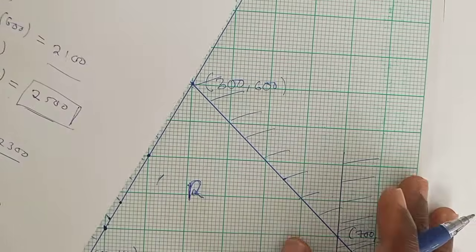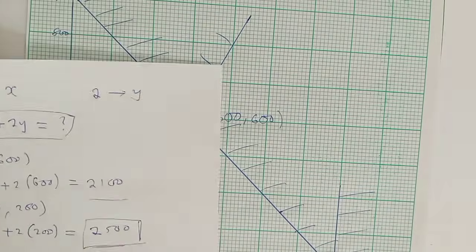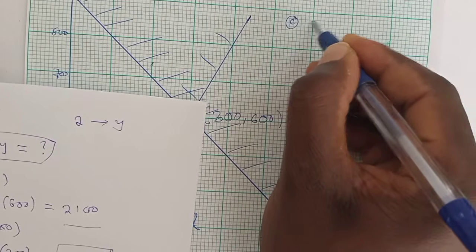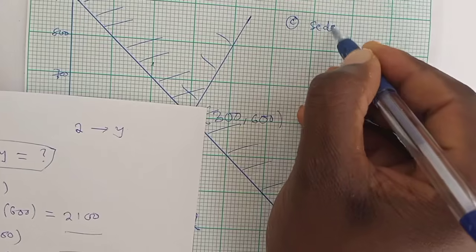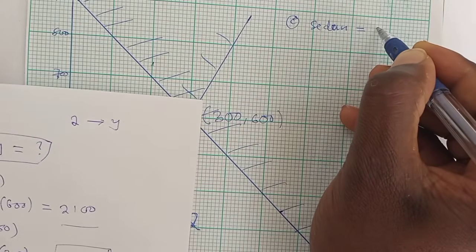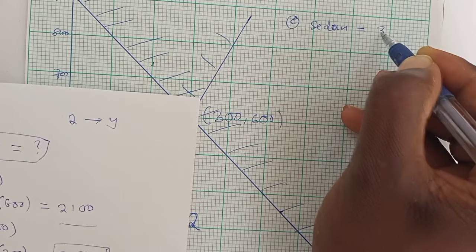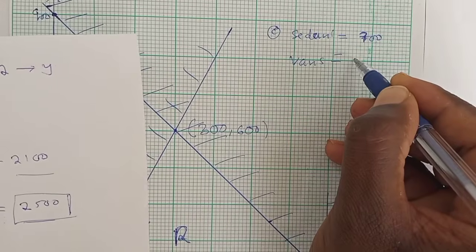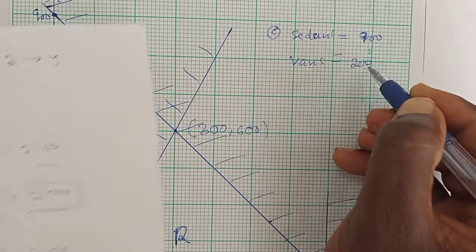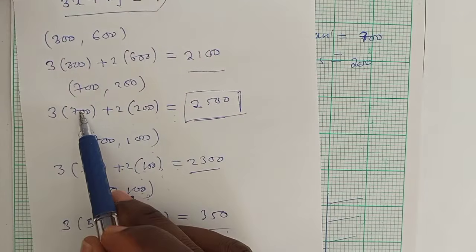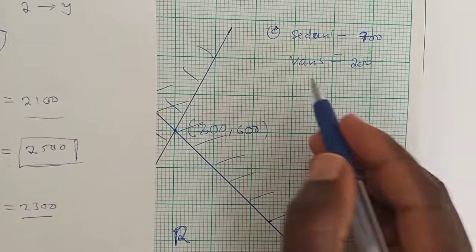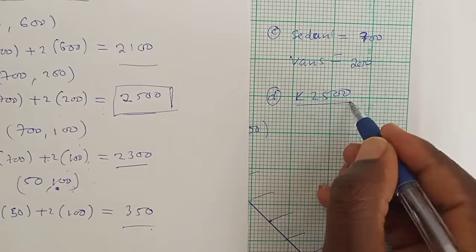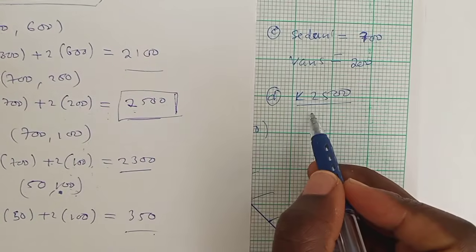So I will say the number of sedans, this is question C, the number of sedans will be equal to 700, and vans will be equal to 200. Okay, so that's it. Get this number and this number. In short, get the coordinates. For D, you just get the amount you found. If it's in kwacha like this, you just say, this is the amount I've found as my maximum.